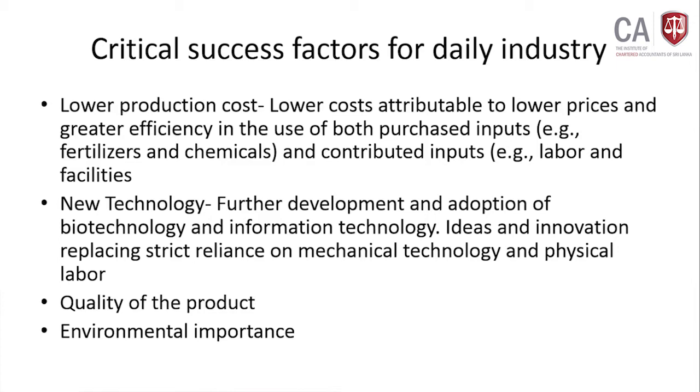Then another one is new technology. You can use new technology to expand this business. For example, application of biotechnology and information technology. Then ideas and innovation replace strict reliance on mechanical technology and physical labor. That is another area you can use, especially these days, like online selling, then automated manufacturing systems. Those options may be available. That is the second factor.